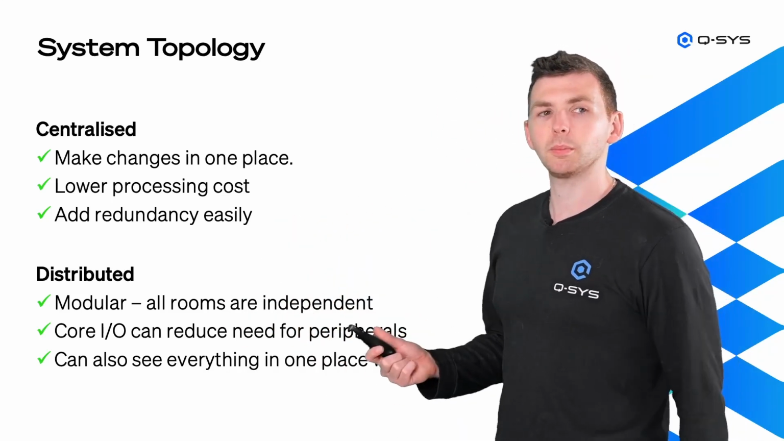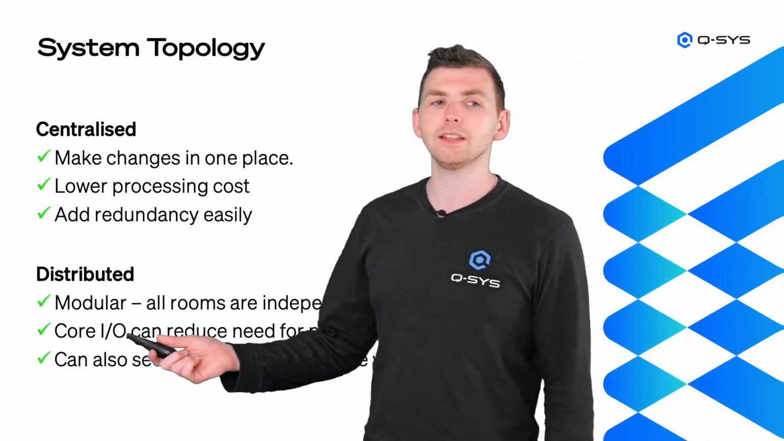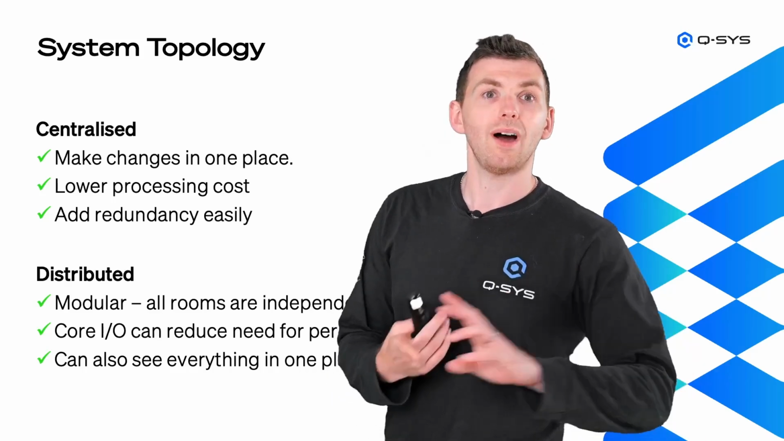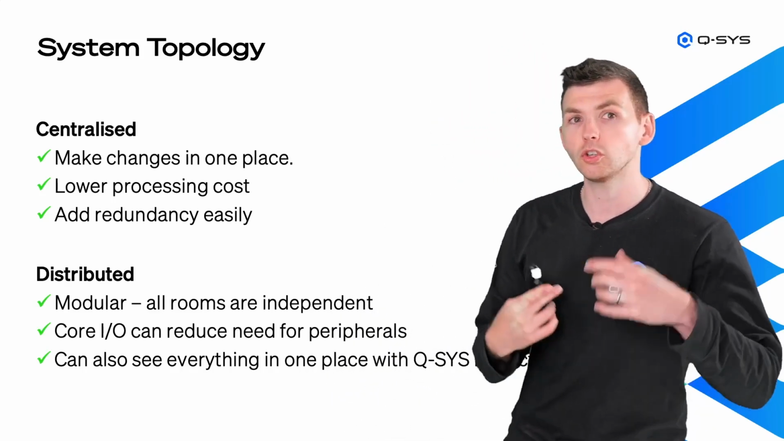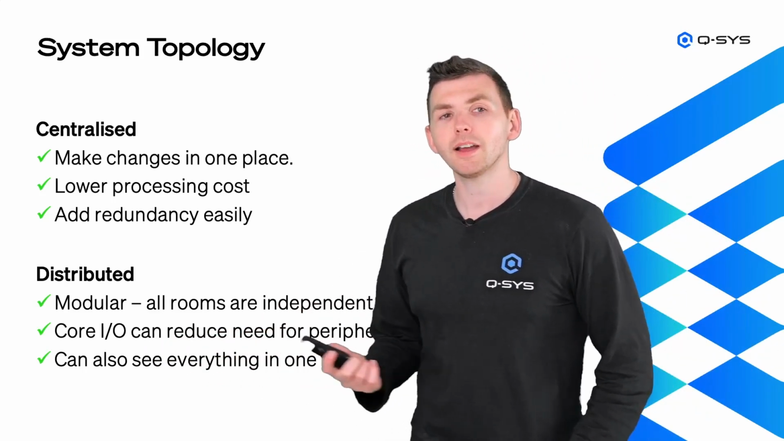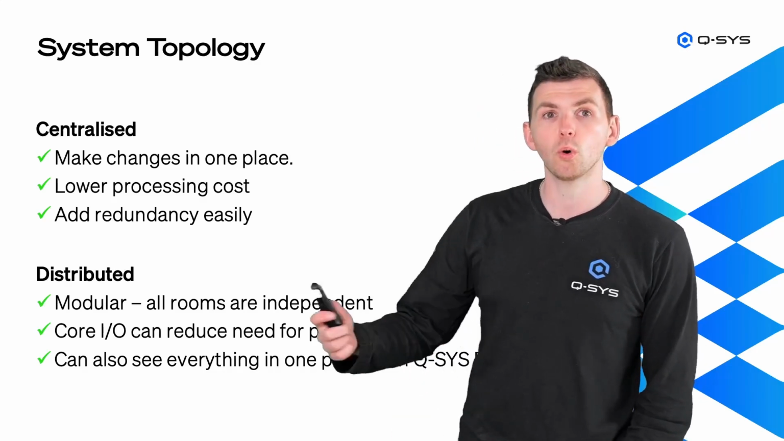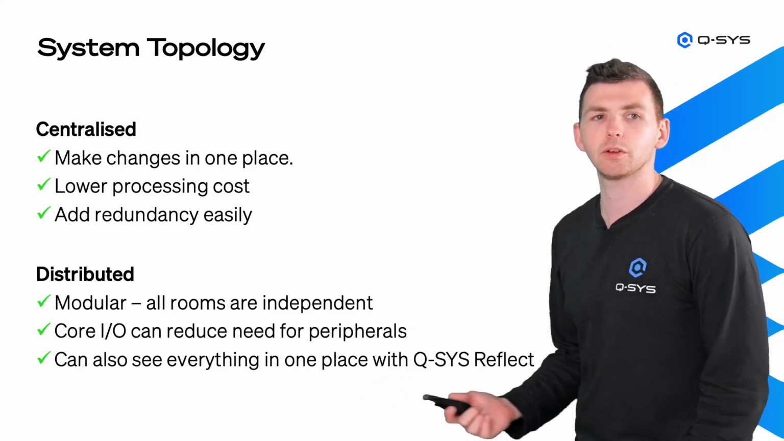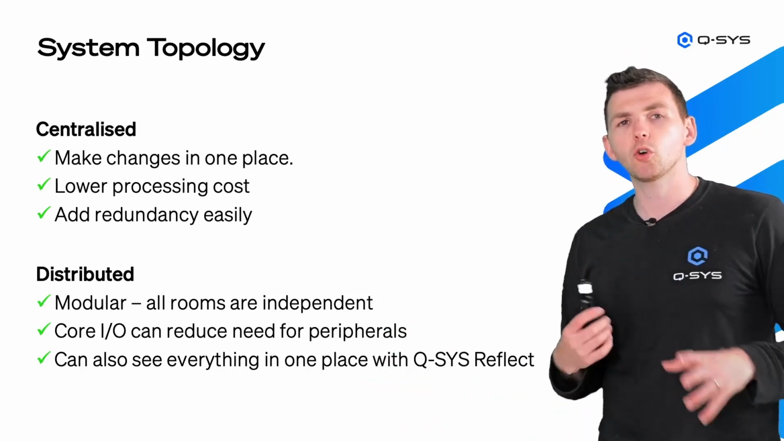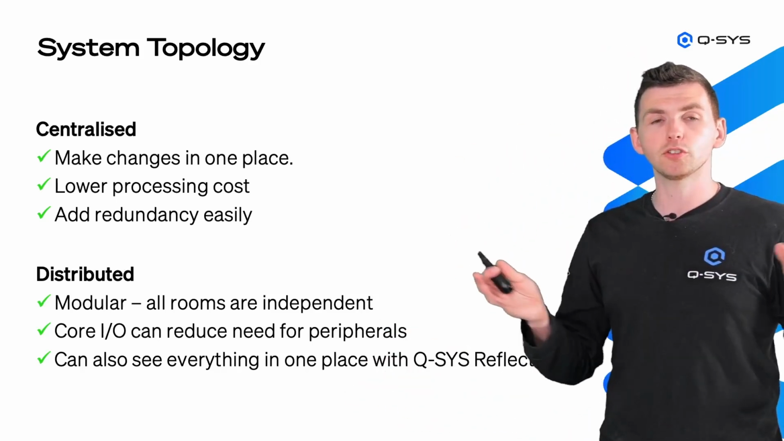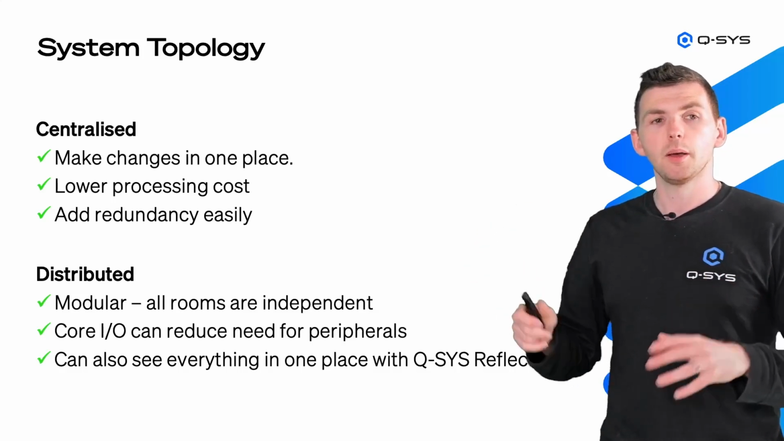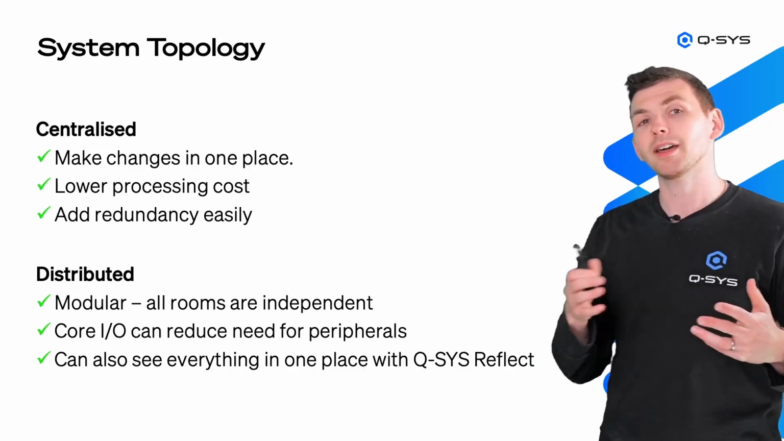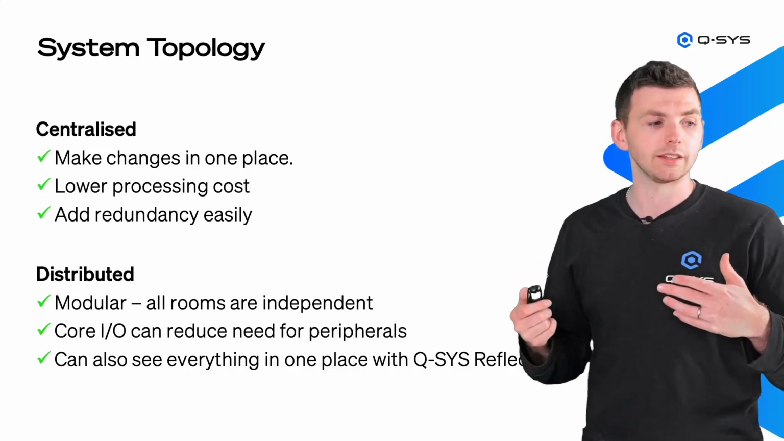Now, you probably have more cores, but that might mean that your core's I/O, for example, HDMI on an NV, or analog audio on a Core 8 Flex, or USB connectivity, you might need fewer peripherals because your cores have more I/O. So that might be a good thing. And you can still see everything in one place with Reflect. So it's not quite as easy to just make broad sweeping changes to everything, but you can actually take action and see the entire site, no matter what cores are actually bringing in that information.